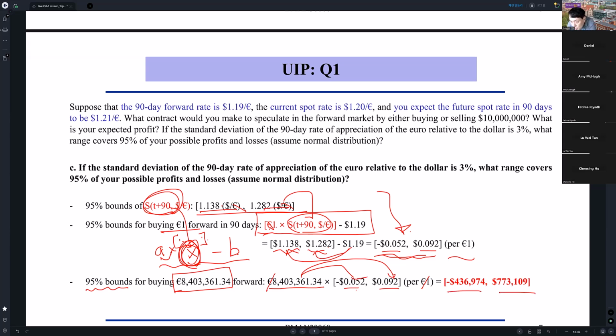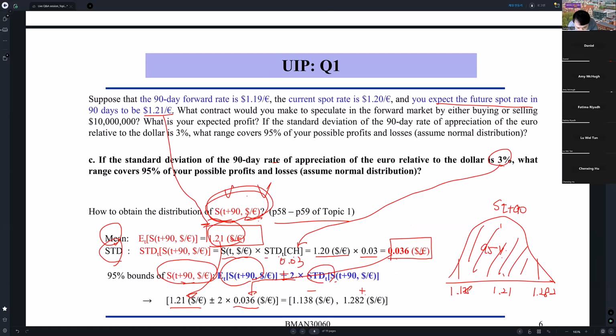So there are two ways. One way, you write down the profit and loss for buying this amount of forward here, the mean and the standard deviation, and then you compute the 95%. So you directly compute the mean of this one and standard deviation of this one and get the 95% bound. That's the first approach. The second approach, that's what we have been doing. I think this is easier than the other one.